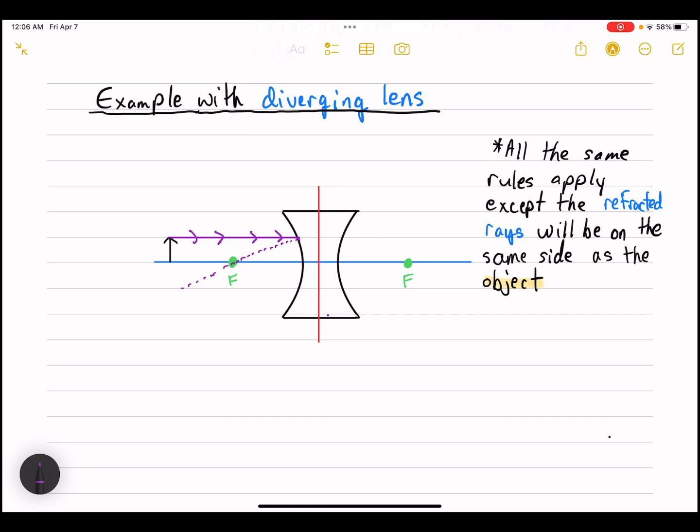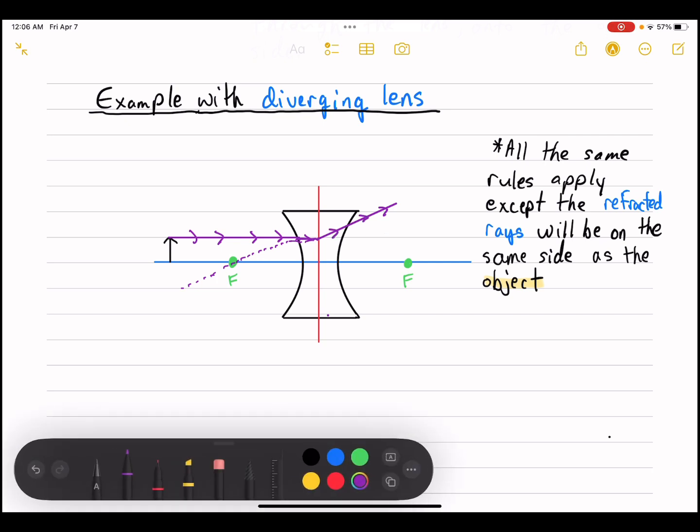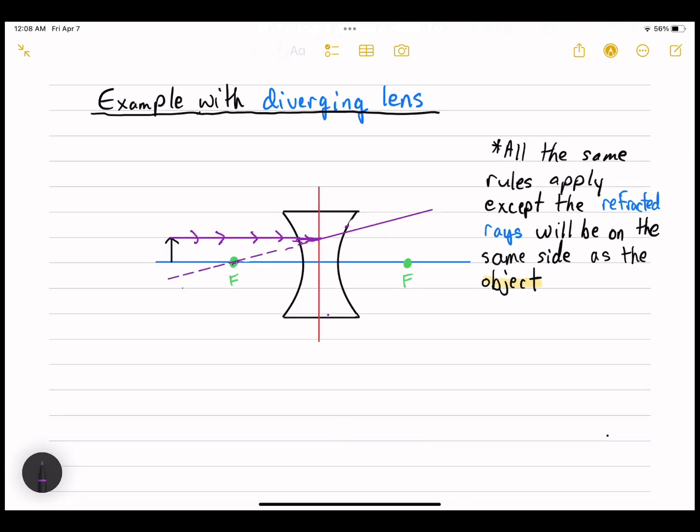Now what you would actually see is, and remember I would extend the incident ray all the way to the principal plane over here, but the refracted line would then extend at the same angle that it went through the focal point, through the other side, and you'd see a line like that. Now I'm going to redraw that dotted line so you can see it a bit clearer.